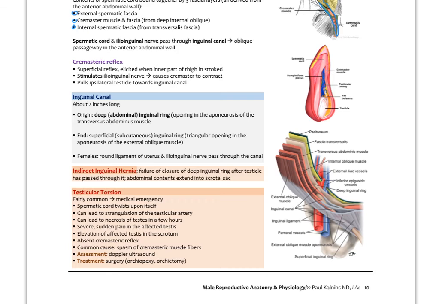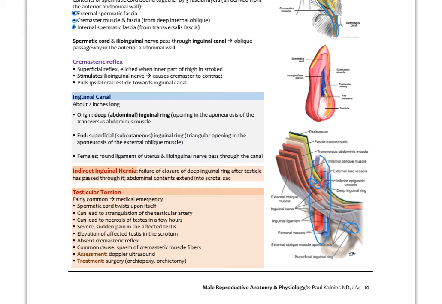The inguinal canal itself is about 2 inches long. Essentially, think of it as a passageway through all these different layers of muscle and fascia for all these different structures like the spermatic cord to pass through. Its origin is in the deep inguinal ring, which is just underneath the peritoneum in the abdominal cavity. And then the end is the superficial or subcutaneous inguinal ring, and that is down here.